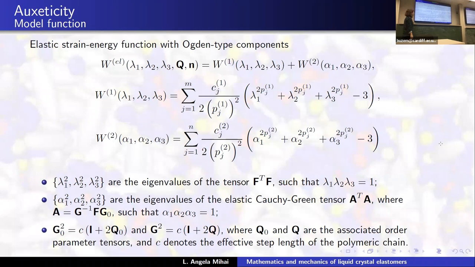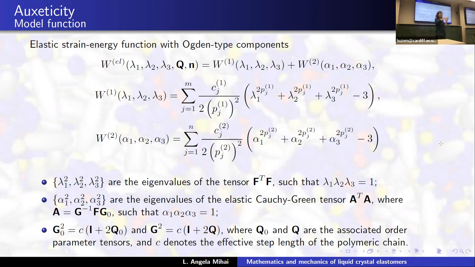So we proceed to build the model. I showed you in that sketch of a model, we have the elastic component and the liquid crystal component. The elastic component in its turn contains two component functions, W1 and W2. They're both Ogden type, but W1 will depend on the eigenvalues of the right Cauchy-Green tensor, where F is the deformation gradient from the reference configuration, and we take as reference configuration the cross-linking state here.